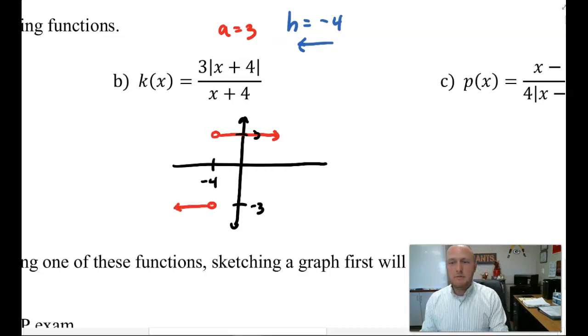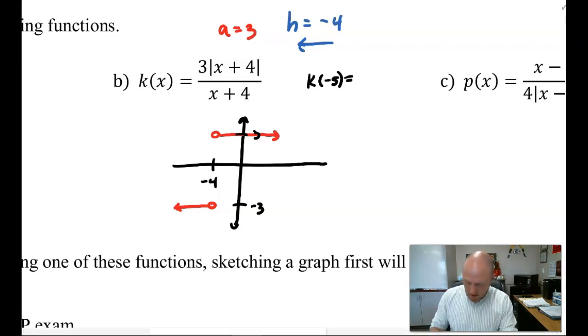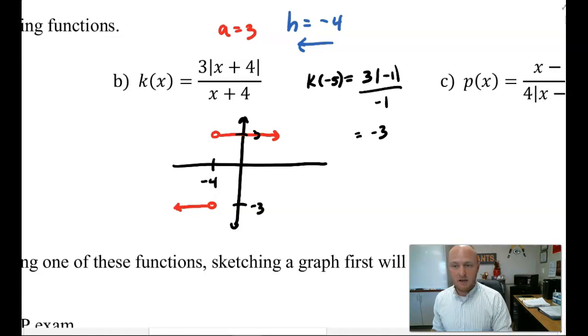Now, sometimes too, you may be unsure of your graphs. Like, did I get this right? Test points, plug in values. Like if I plug in -5, what's k of -5? Well, if I plug that in, we get 3 times the absolute value of -1, so that's a +3, divided by -1. So 3 divided by -1 is -3. And I got it right.